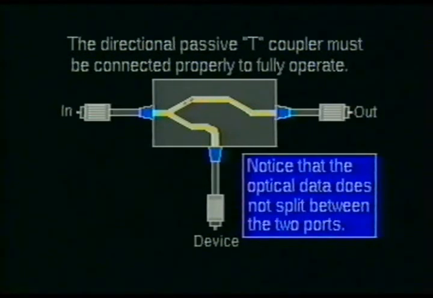Now notice that when the data light source enters into the output or the device port, the light does not split between the 2 remaining ports. It only travels out the input port. Therefore, for this coupler to function properly, the optical data must enter through the correct port.